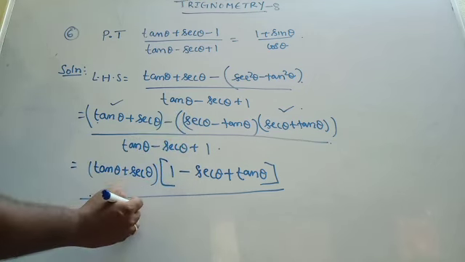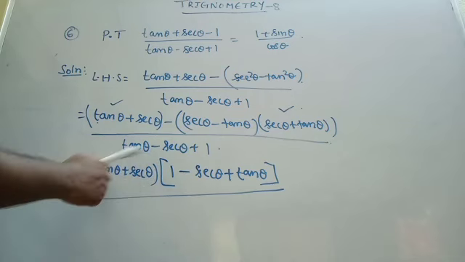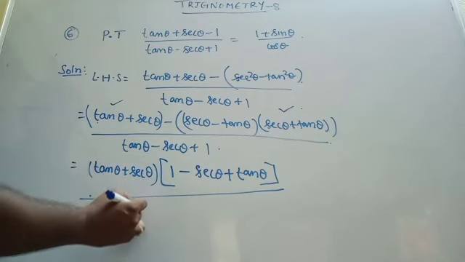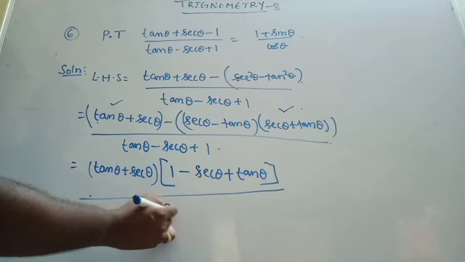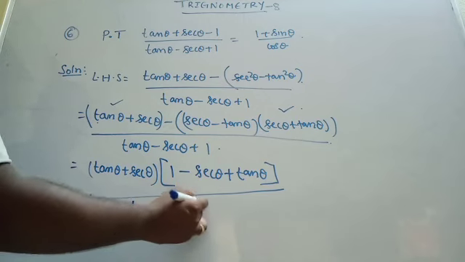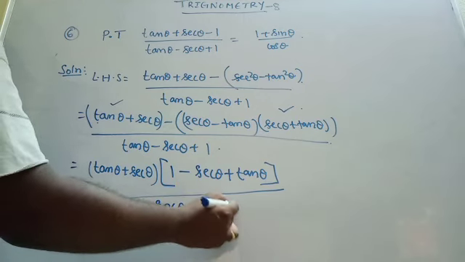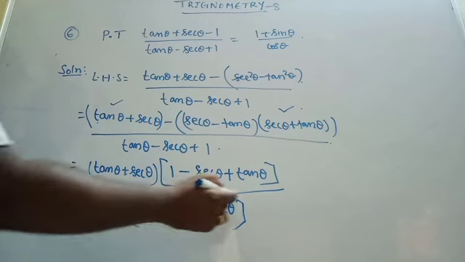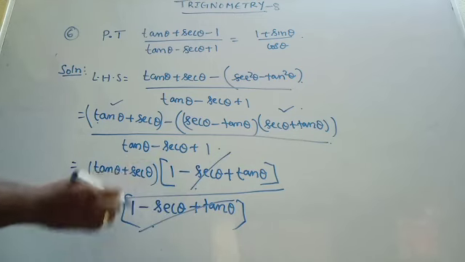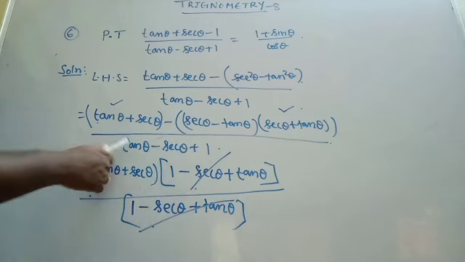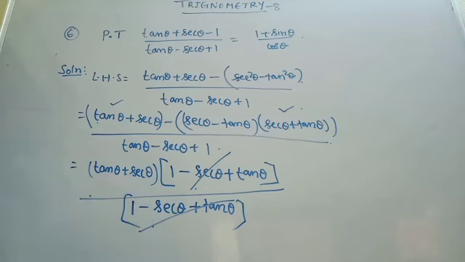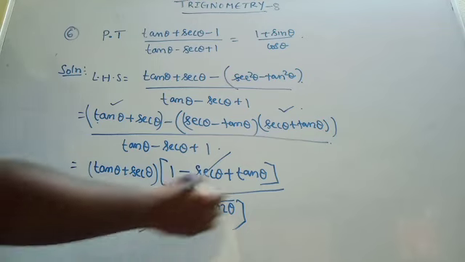Now this becomes, right, the denominator also we can write like this. Now the denominator 1 we have here, minus secant theta here, plus tan theta we have here. The denominator also we can write in this form. Now this and this will cancel here. 1 minus secant theta plus tan theta, that will be cancelled, and we have got wonderfully tan theta plus secant theta.